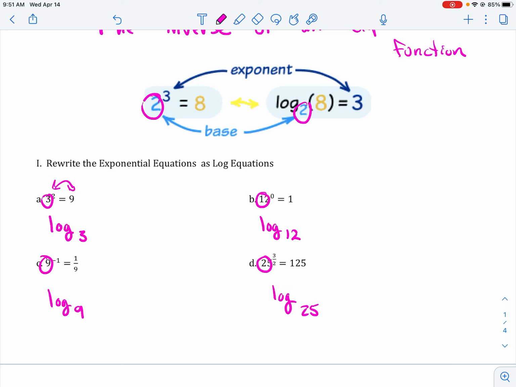Okay? And then we just sort of flip-flop these numbers. Okay? So that number on the outside goes in the parenthesis here.